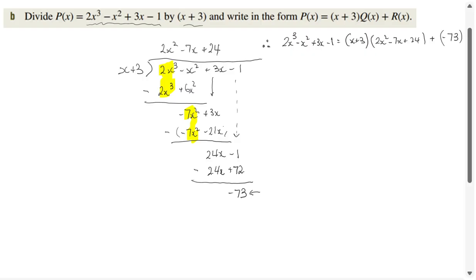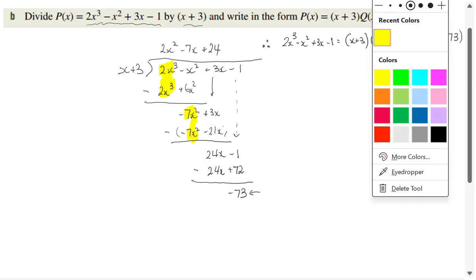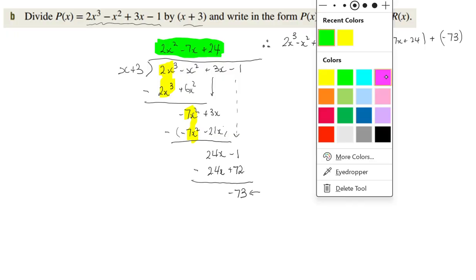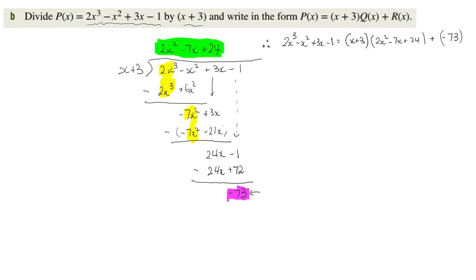All right, and I'm just going to write it like this. So that's my result. All right, so the division, I've divided 2x cubed minus x squared plus 3x minus 1 by x plus 3, and I got this. I just want a different highlighter pen. I got this. All right, that's the result of the division. That's the result of the division, and then the remainder is here.